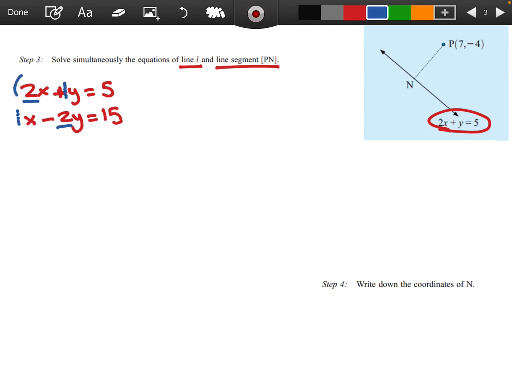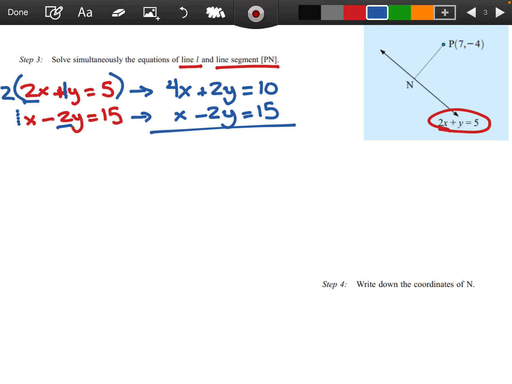So I am going to multiply this first equation. I'm going to multiply everything by 2. And that's going to give me 4x plus 2y equals 10. And then I'm not going to adjust anything in the second one. So now you can see I have a system of equations where I have one variable with the same number in front and the opposite symbol.